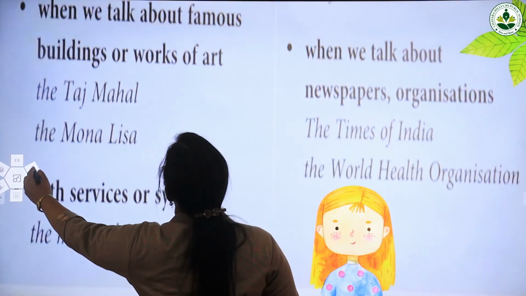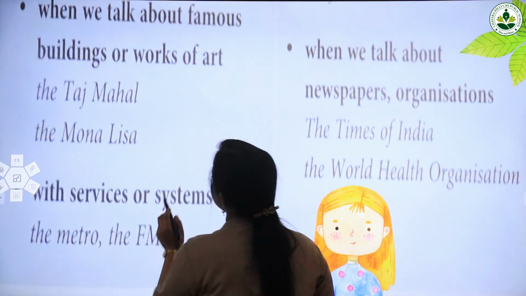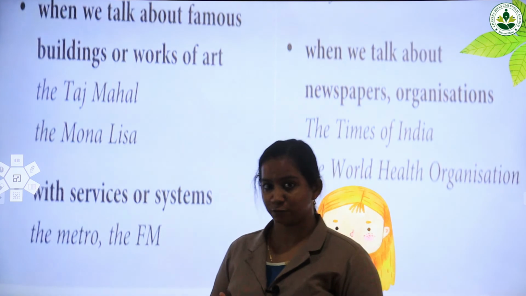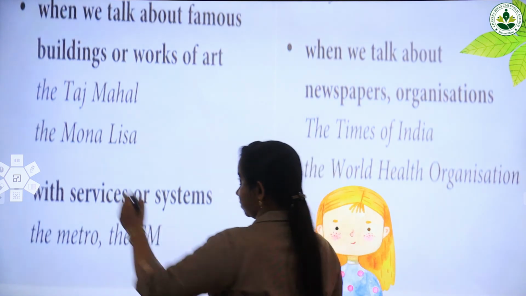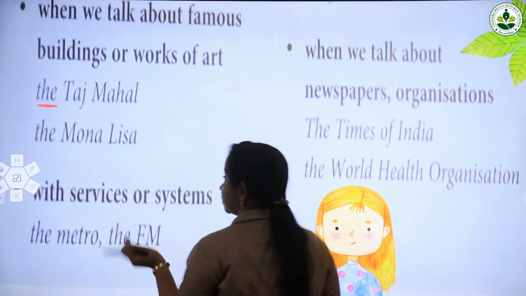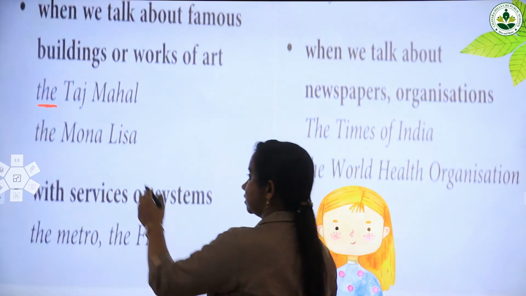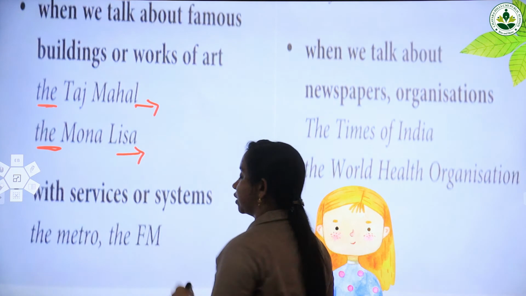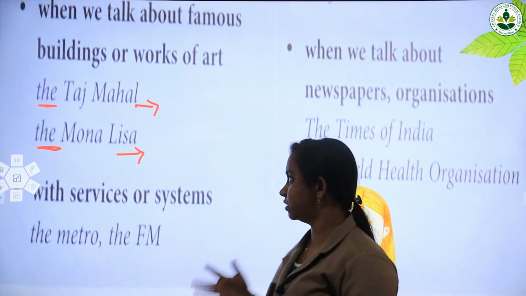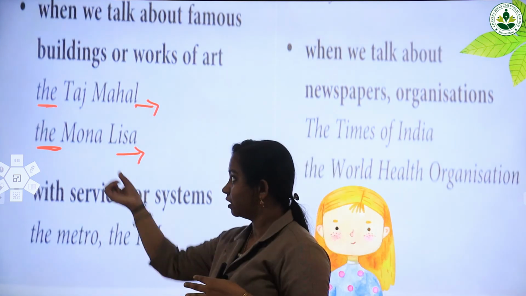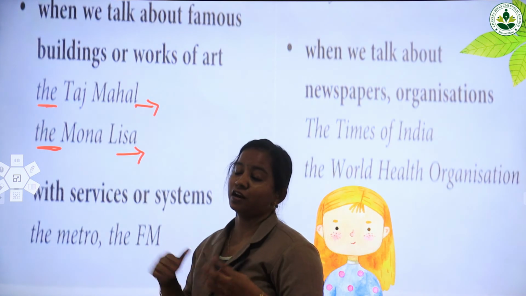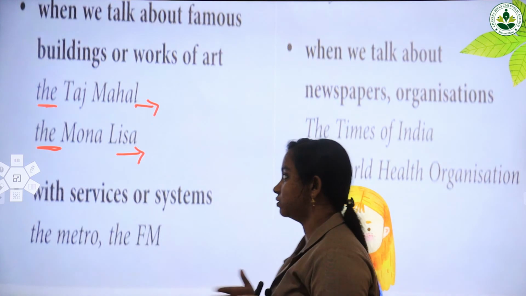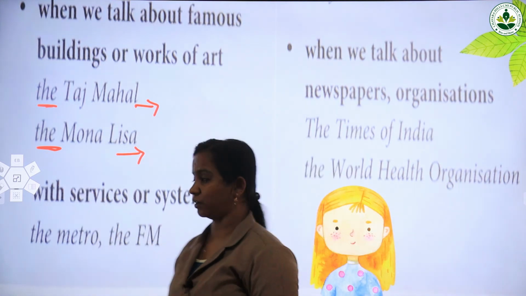When we talk about famous buildings or works of art, for example, if we are talking about Taj Mahal, then we will be using "the", because these are famous works of art. The Mona Lisa, this is a famous work of art. Some of you might have seen the painting of Mona Lisa. Okay. So the Taj Mahal. If we are referring to a famous building or a famous work of art, we will be using the article "the" before that particular word.